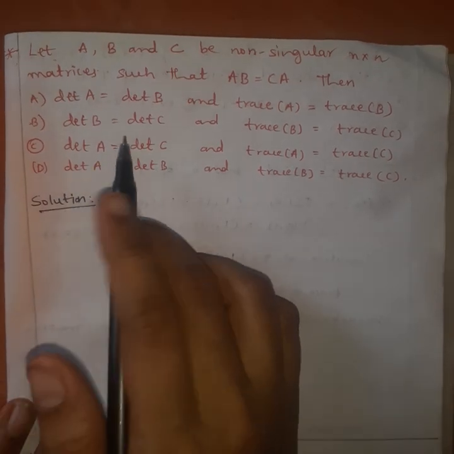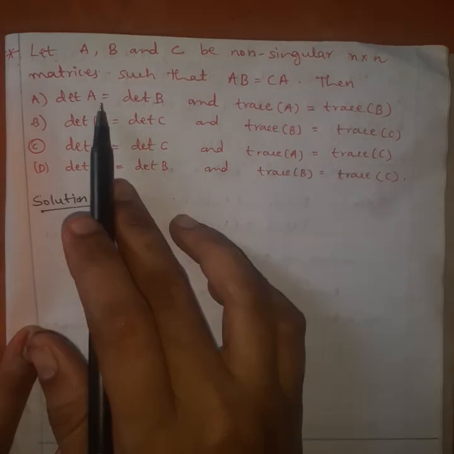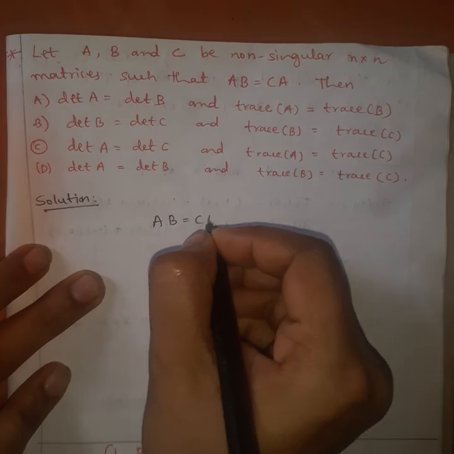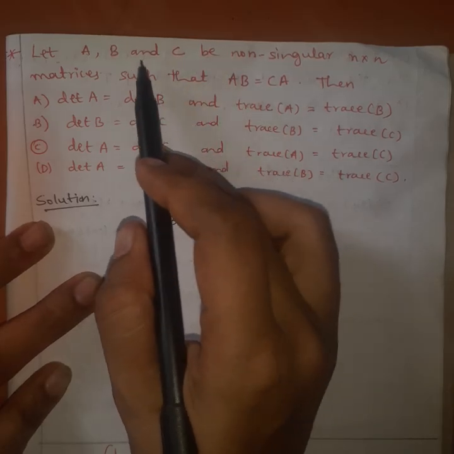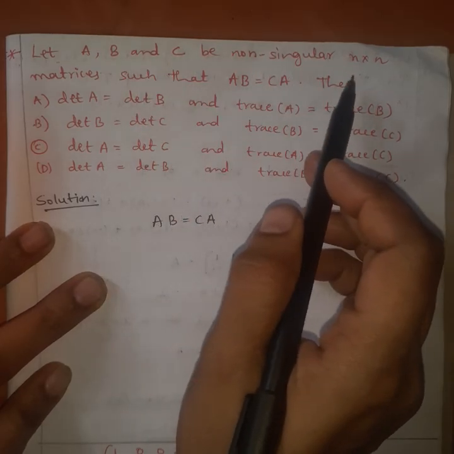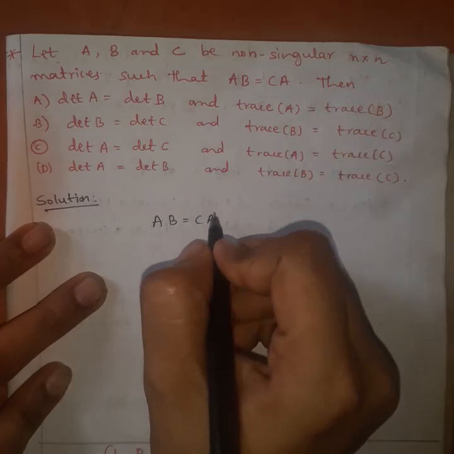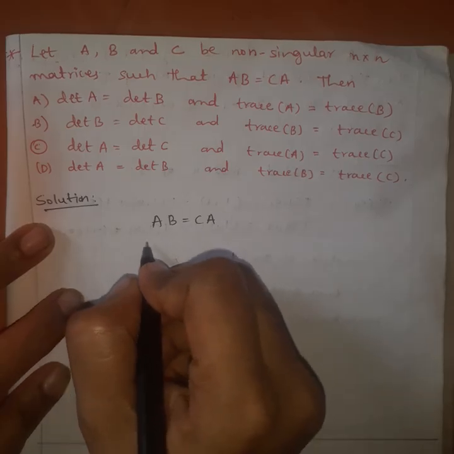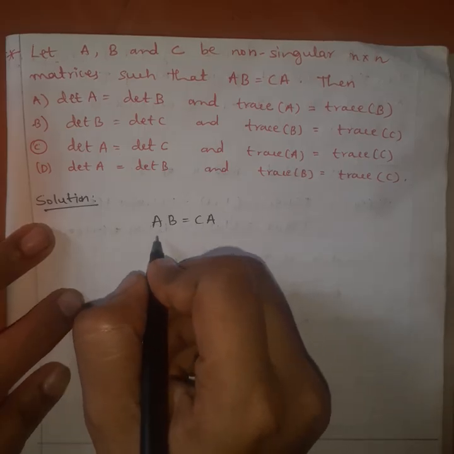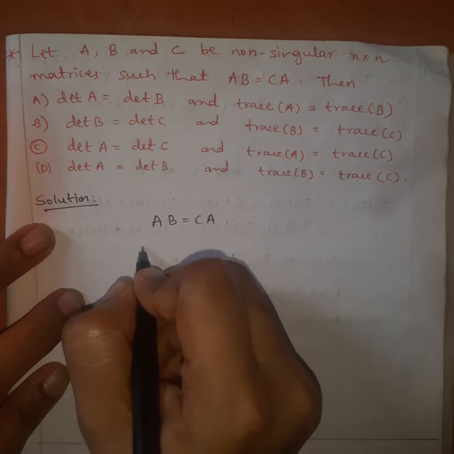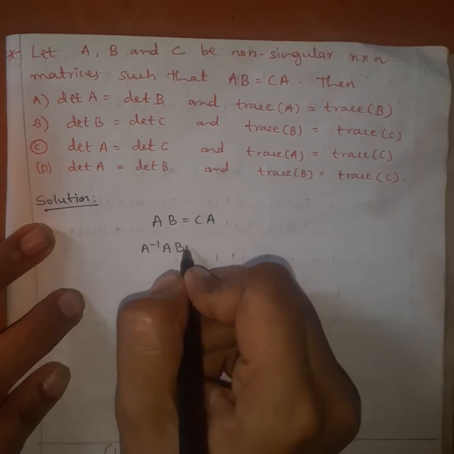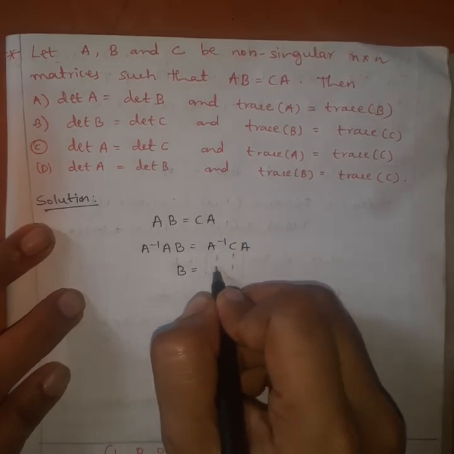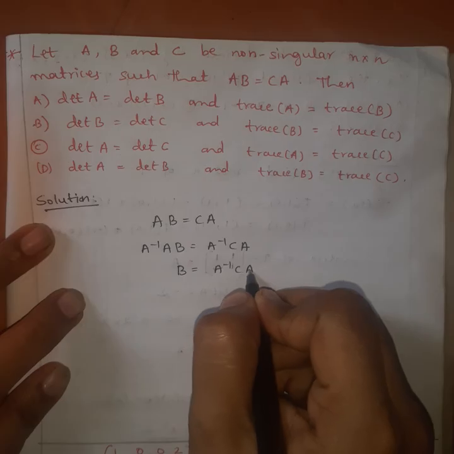Next question. A, B and C are non-singular n cross n matrices such that AB equal to CA. So they have given AB is equal to CA and A, B, C are non-singular matrices. Since non-singular means A inverse, B inverse, C inverse exist, I will multiply A inverse on the left. So what you will get, A inverse into A into B equal to A inverse CA. So B is equal to A inverse CA.